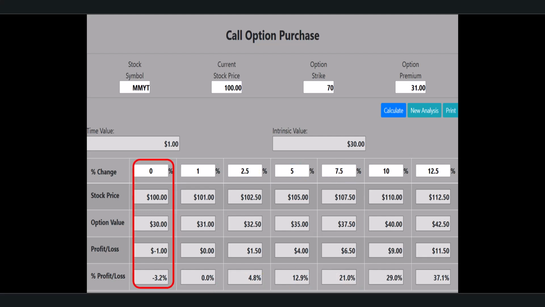And notice that if the MMYT stock price does not make the expected move up and remains flat at expiration, the 70 call would only lose minus 3.2% or minus $100 compared to the minus 100% or minus $775 loss for the 100 strike call that we looked at earlier.